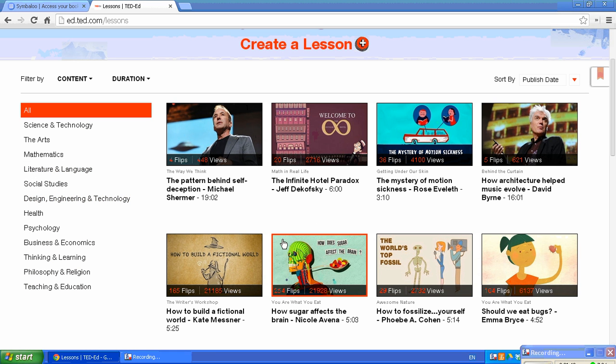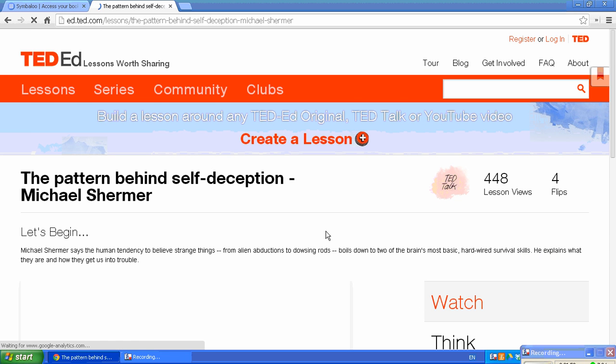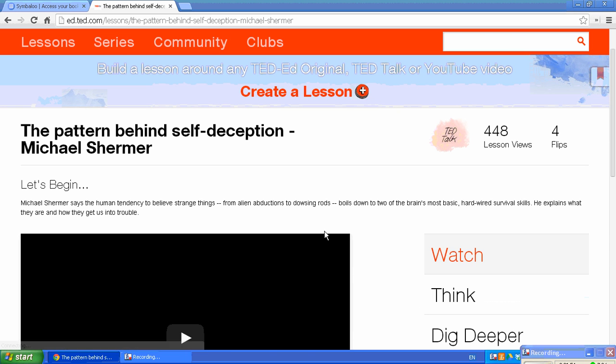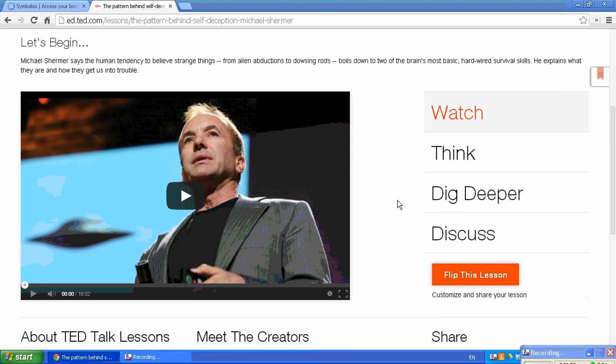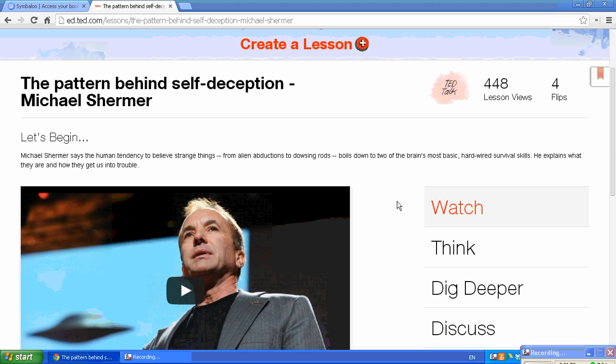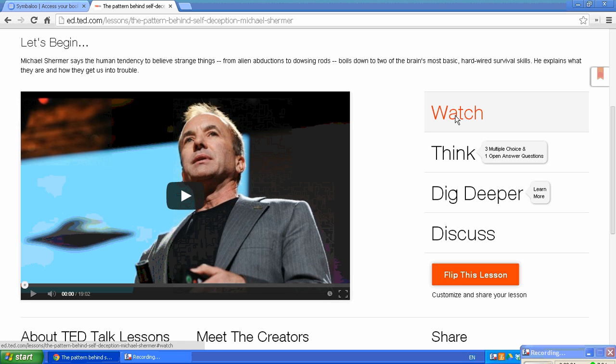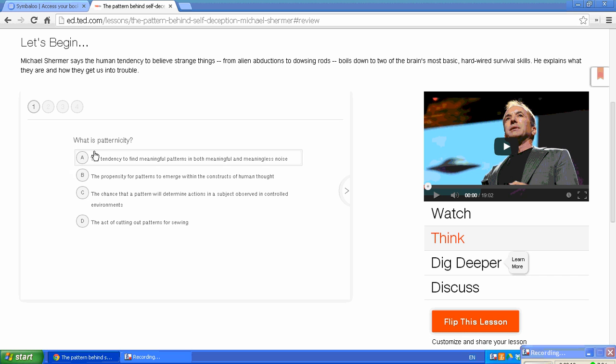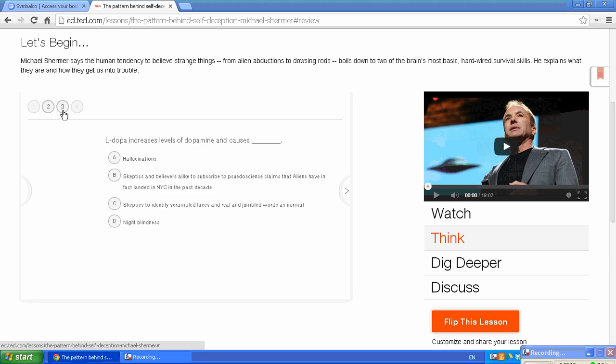So let's just take a look at one, for instance. I'll just take the first one, the pattern behind self-deception. It's pretty slick looking. There's a little bit of an intro, and there are those steps on the right-hand side. You can watch the video, and it all plays right there. Then you think, and there are multiple choice questions that you would do based on the video that you just saw. There's obviously four of those questions, and you can go through them here.